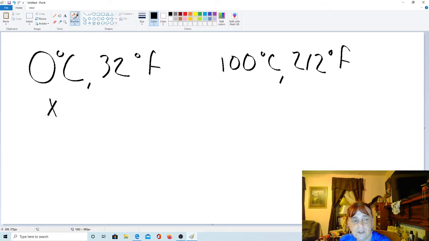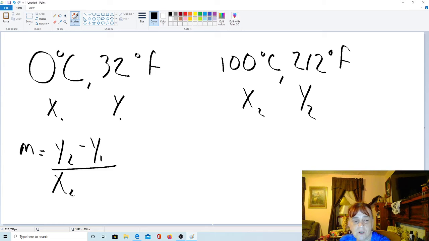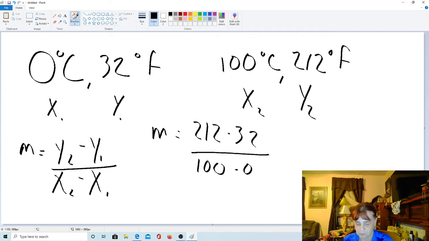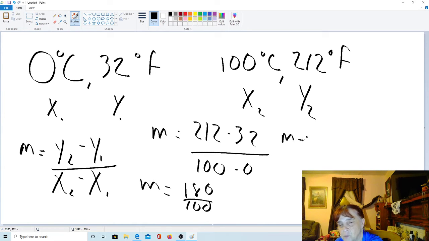Now, if you use this where we talked about slopes, the slope formula is the difference in the y coordinates over the difference in the x coordinates. So it's 212 minus 32 over 100 minus 0. 212 minus 32 is 180, and that's 180 over 100. So the slope is 1.8.